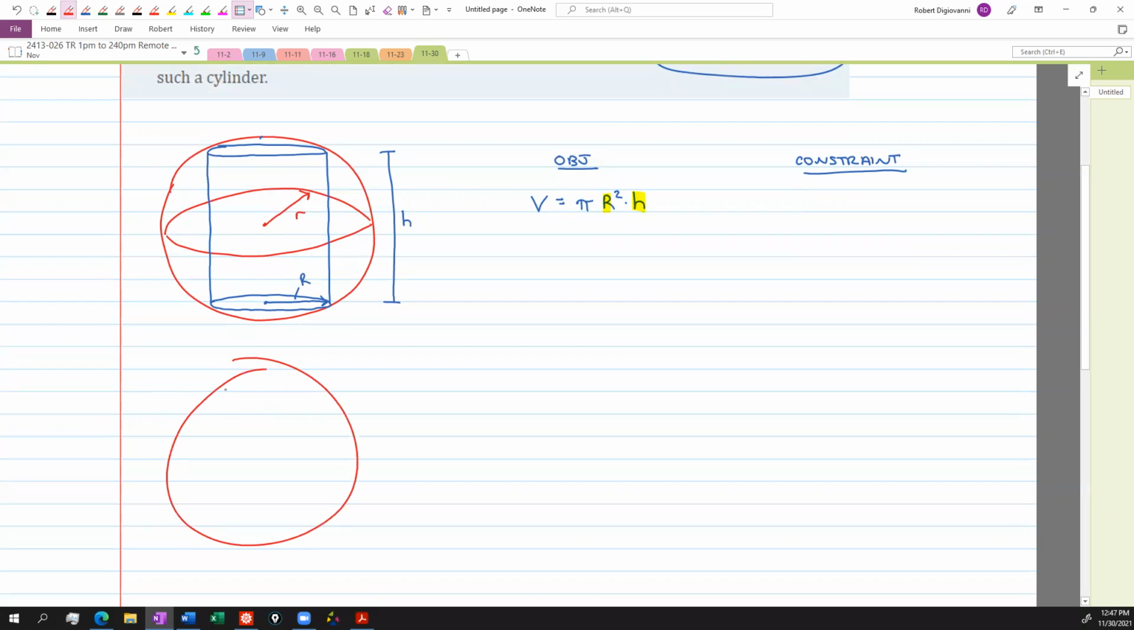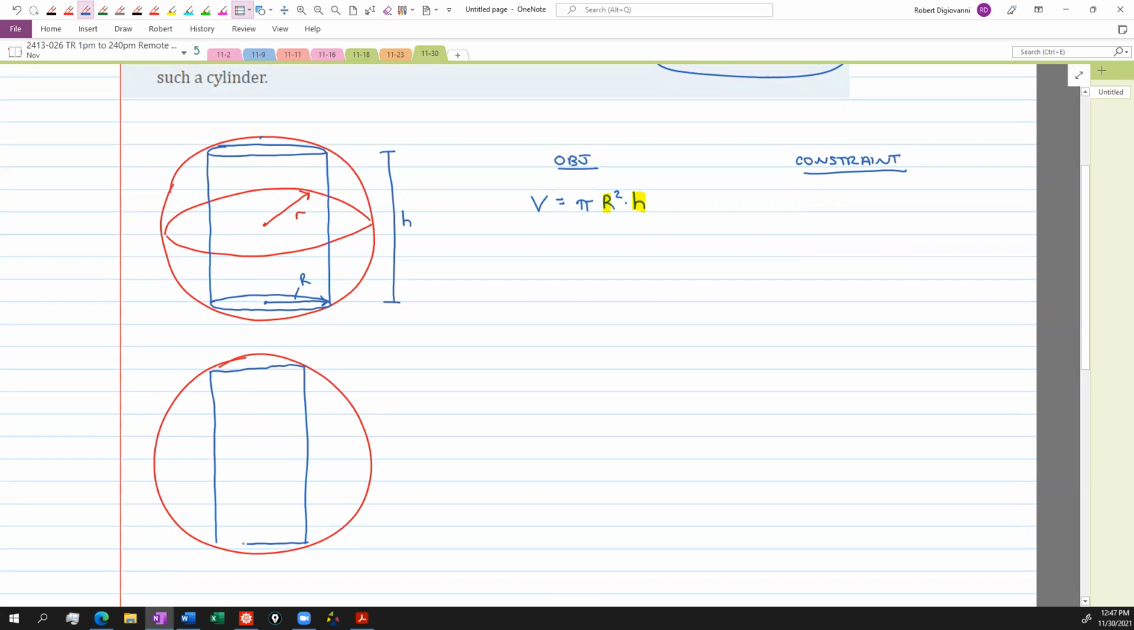So if we cut this in half and look at it from the side, we're going to have some arbitrary rectangle in here like this. What we're going to try and do is establish some relationship between capital R and little h. And so I can identify the center of the circle would be the same as the center of the sphere. And then this distance from here to here, that is h.